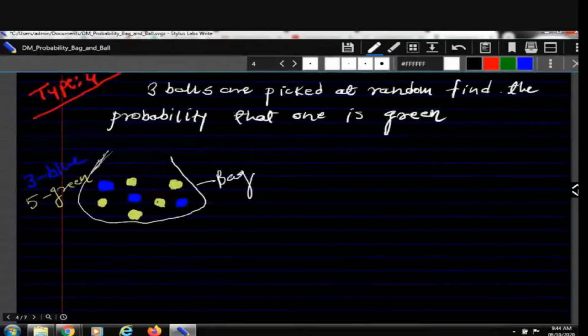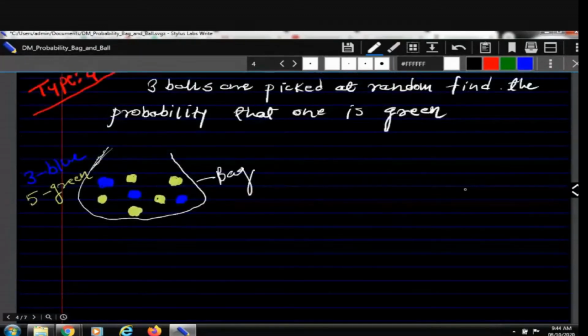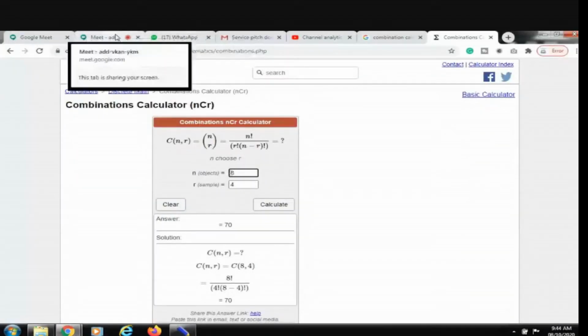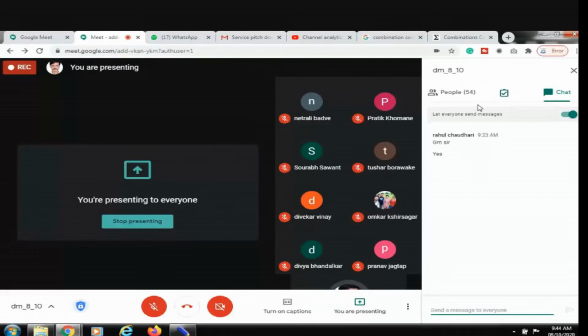Now this is the type 4 problem. We will first complete all the types of problems on bags and balls, and then we will discuss if there are any doubts. Meanwhile, let me know whether I am audible and whether you are getting whatever I am telling you. Is it clear to you?